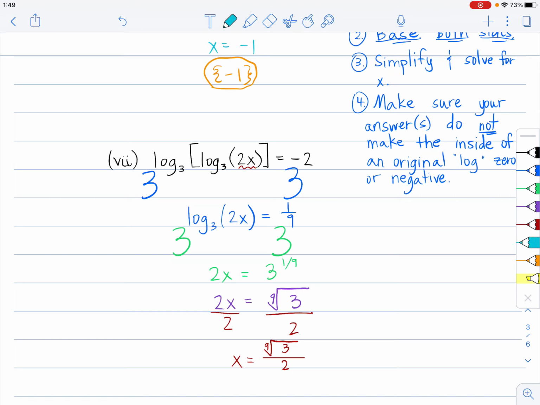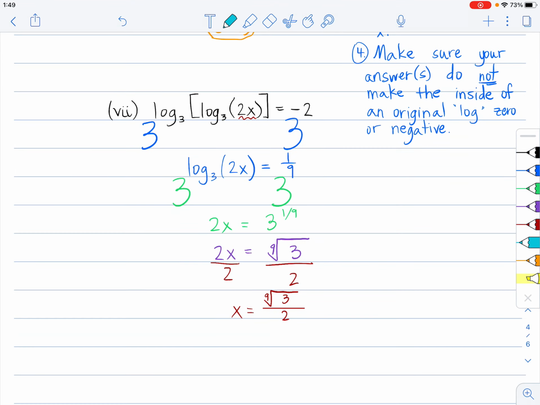The original directions did say give an exact answer and an approximation rounded to 4 decimal places. So you need to know how to work your own calculator. I'm going to 9th root 3 in my calculator and then divide that answer by 2. And I get that x is approximately 0.5649. Next to the 9 is a 1, telling me to stay a 9. And these are the two answers I'll be looking for on your paper.